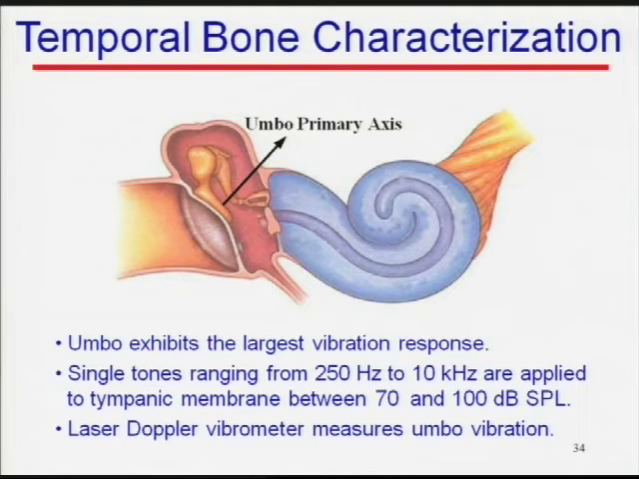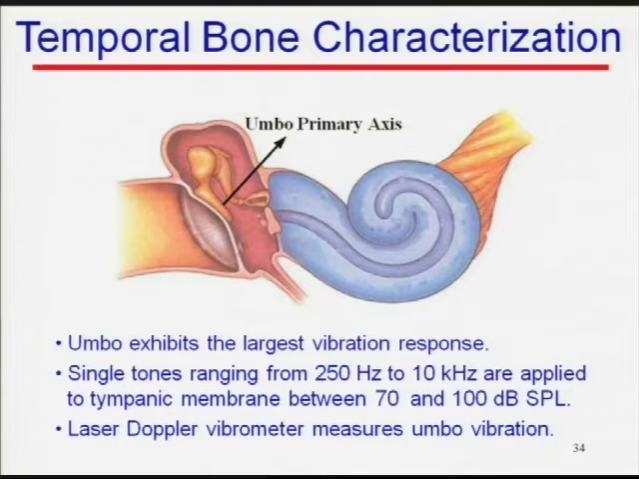Because this bone vibrates with a rocking motion, it has multiple directions. So in this talk, I'm going to focus on the umbo primary axis. This is the direction perpendicular to the surface. We have also done the secondary axis, which is in plane. But due to the time constraint, I won't share all the data with you. I'm just going to tell you what's going on with the primary axis.